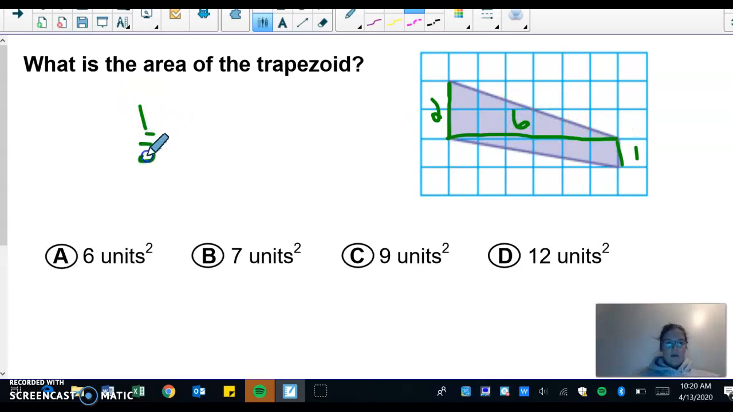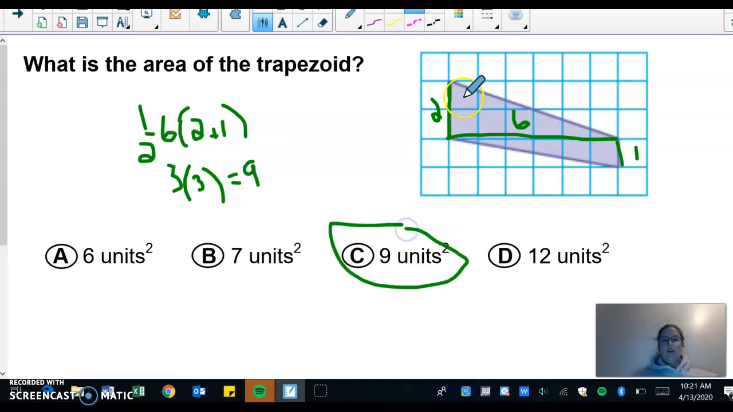So it's 1/2 times my height, which is 6, and the sum of my bases. That's 2 plus 1. So 1/2 of 6 is 3, so 3 times 3, because 2 plus 1 is 3, that equals 9. So that's 9 units squared as your answer. Again, the bases are parallel lines. The distance between the bases is your height. That's your trapezoid. So again, feel free to go back and see all 3 different areas: parallelogram, triangle, and trapezoid. And then go and try and practice in the additional assignments I have for you.